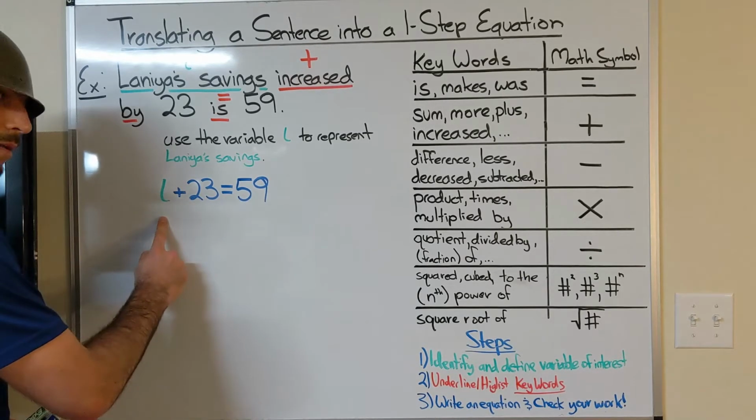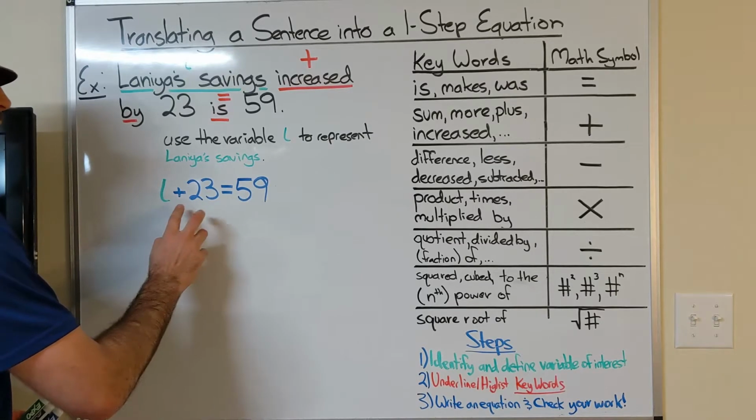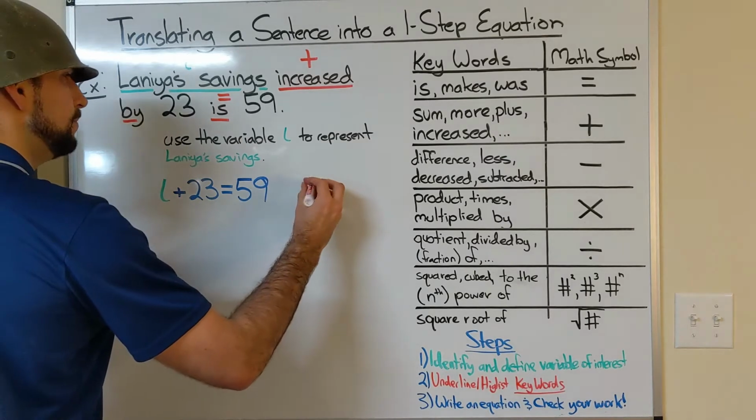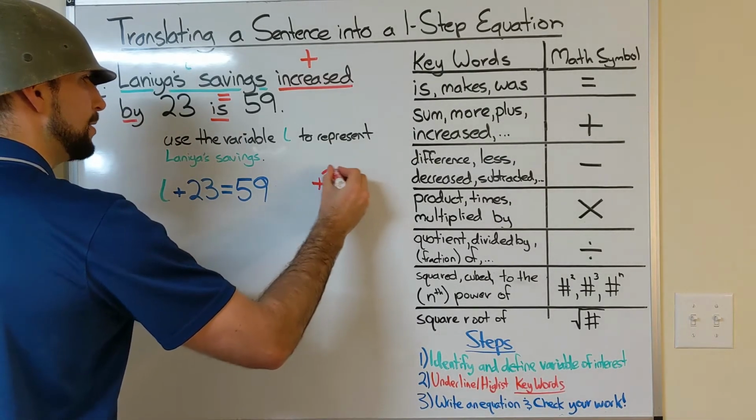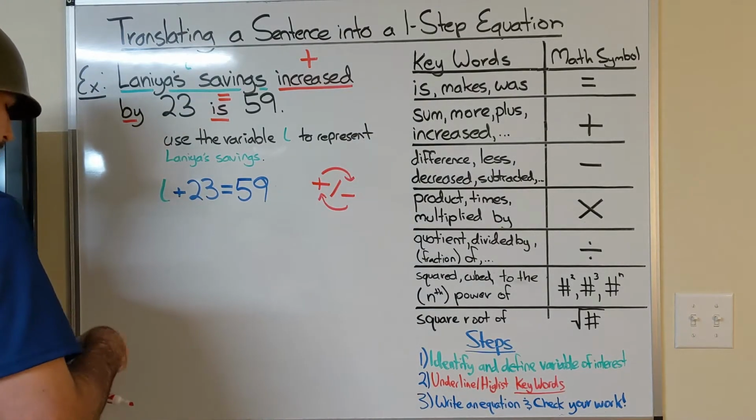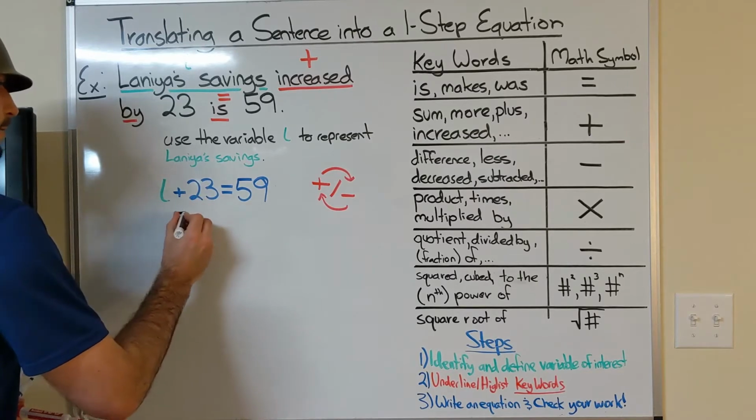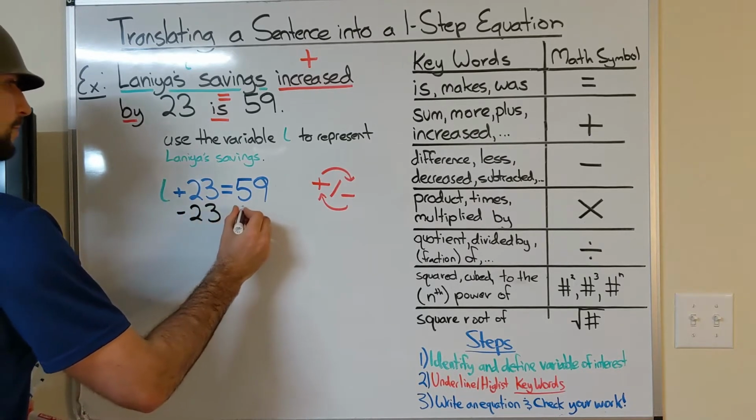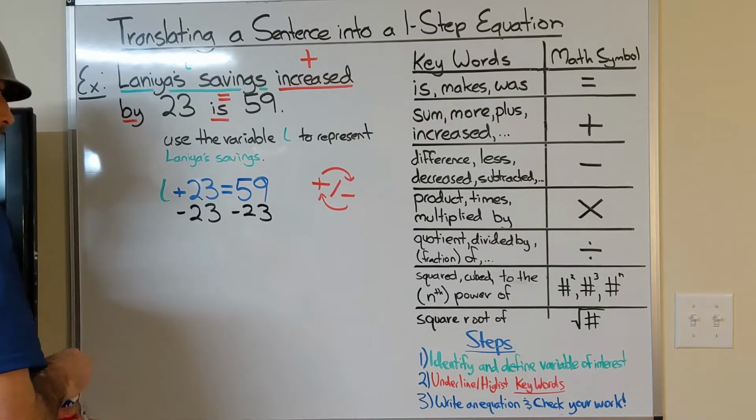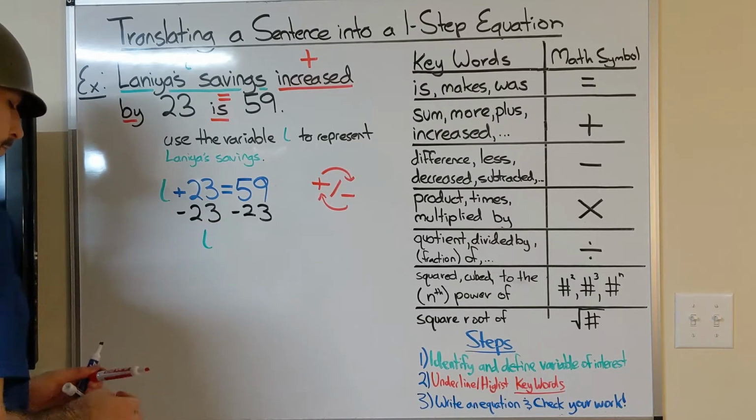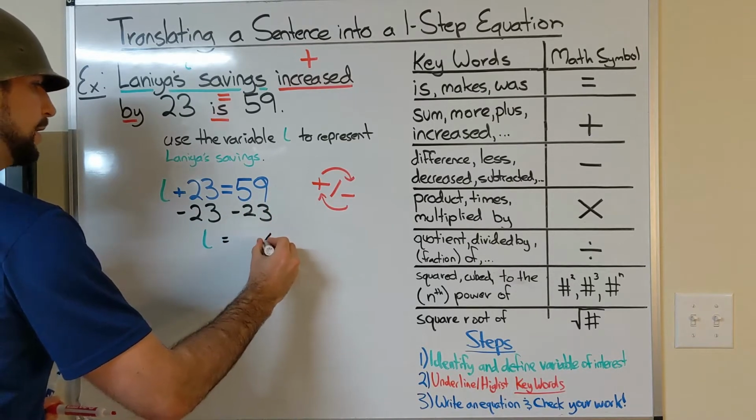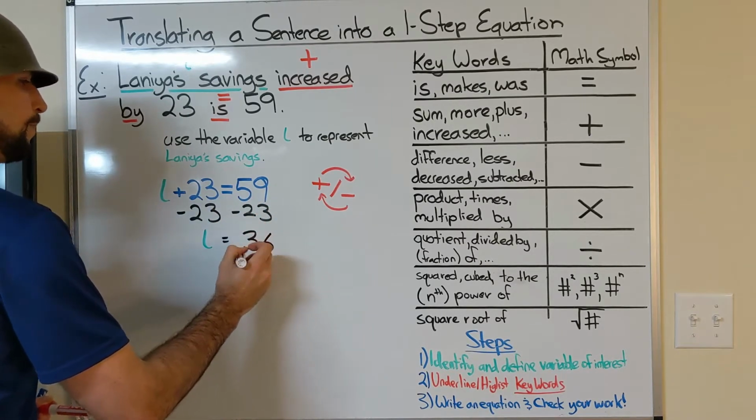Now to solve for L, we're going to try to isolate this variable by using opposite operations. To move that 23 to the other side, it's being added to L. So our opposite operation will be subtraction. Let's solve for L. So I'm going to use the opposite operation. I'm going to subtract 23 from each side. These will cancel. I'll be left with L on the left. And on the right, 59 minus 23, 9 minus 3 is 6, 5 minus 2 is 3, 36.